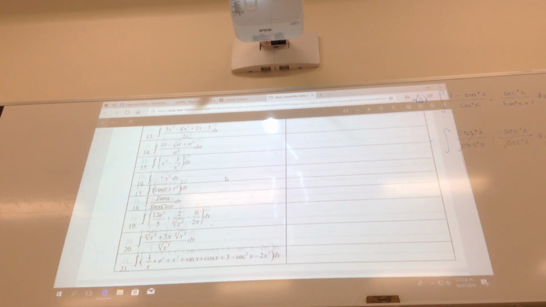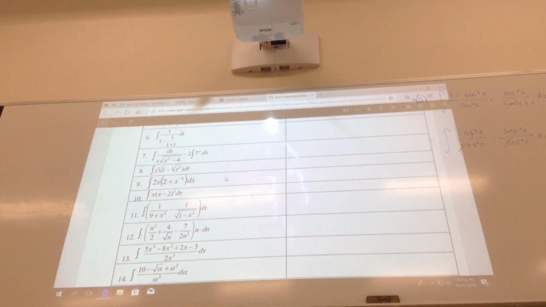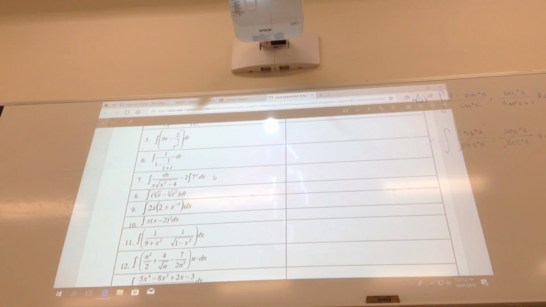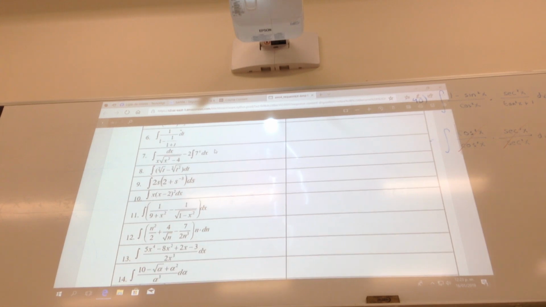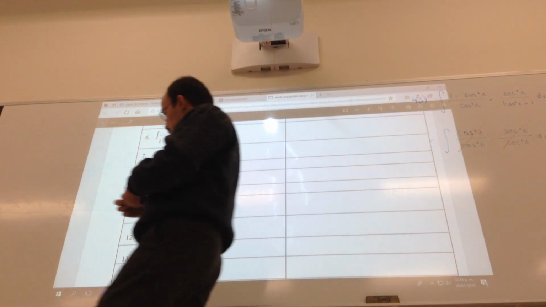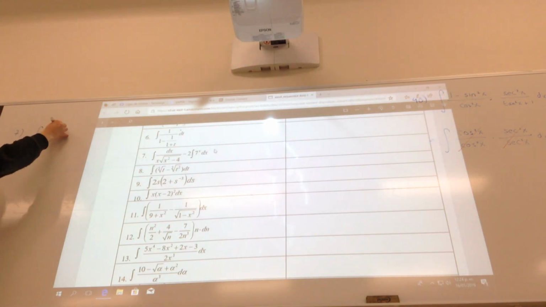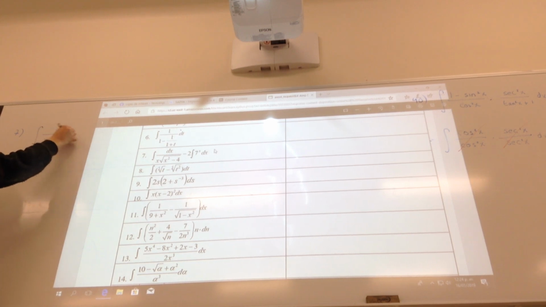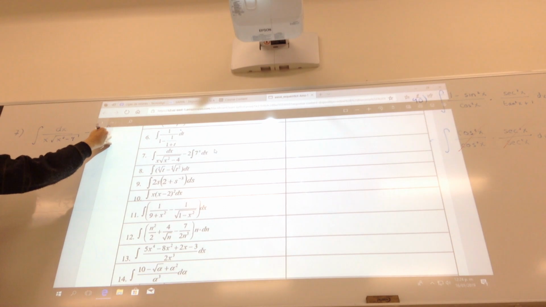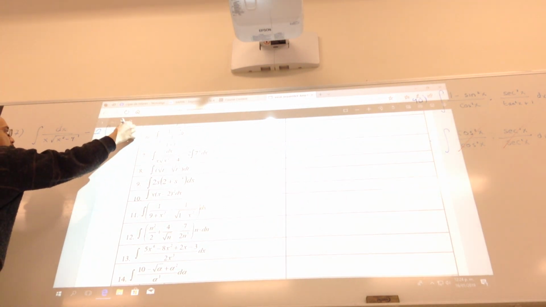No, number 7. The integral of dx over x times the square root of x squared minus 4, minus 2 times the integral of 7 to the x dx.